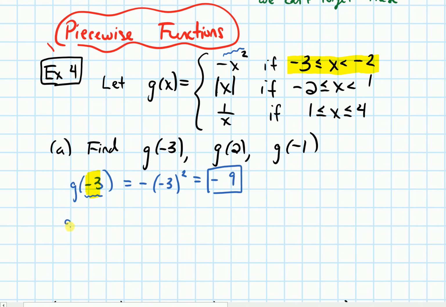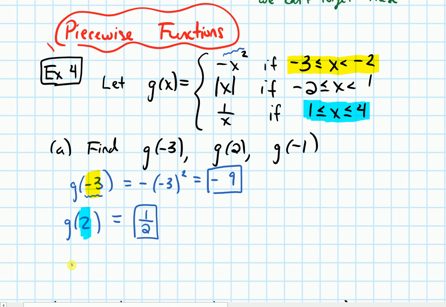All right, so next let's do g of 2. So when I plug 2 into my function, which of these pieces does 2 correspond to? So 2 is in this bottom piece, because that's in the interval between 1 to 4. So if I plug 2 in for that x, I'll get 1 over 2.